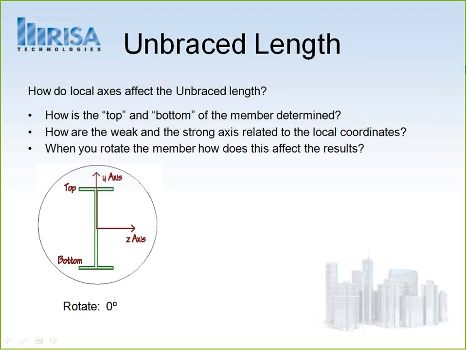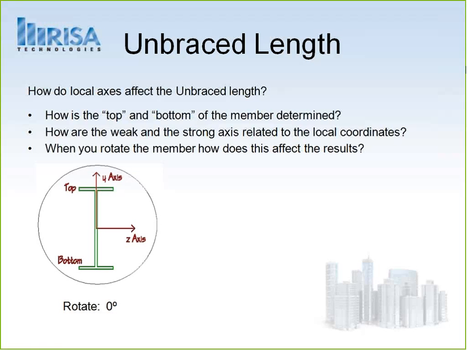Okay, so when we look at the local axis of a member, we can see here that the top flange has a y-axis pointing up, and that would be the top of that member. The bottom is going to be just facing away from that. When we look at a member and we're looking at design, it's really important to display your local axis to understand where you're going to have your L-comp top and your L-comp bottom, so you understand where your actual L-comp top is pointing.